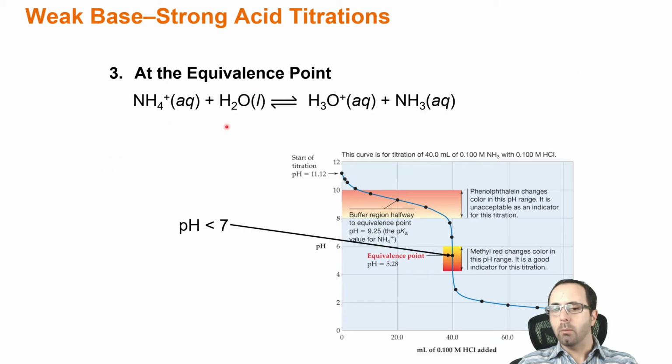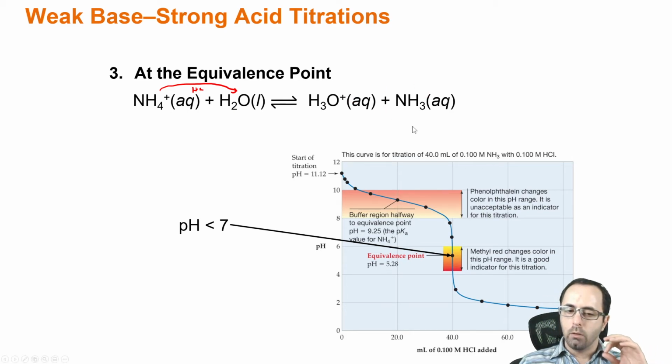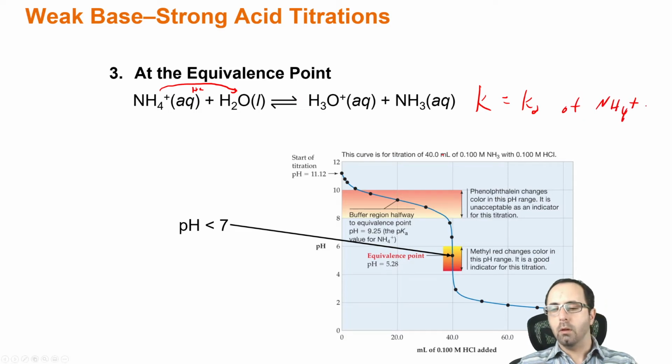So the relevant equilibrium reaction is ammonium ion and water reacting. And so here we get the ammonium ion giving the proton to water. It makes hydronium and ammonia. To determine the pH at the equivalence point, it's going to be dictated by the Ka for the ammonium ion. So the K for this reaction equals the Ka of ammonium ion. And so we would use that equilibrium.